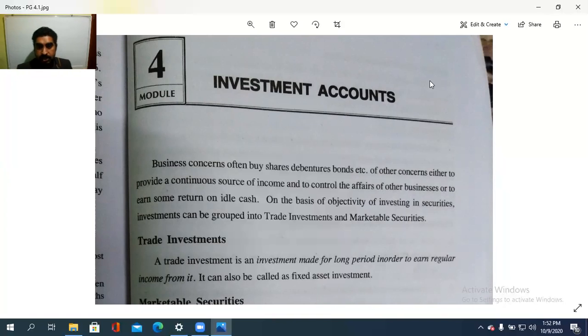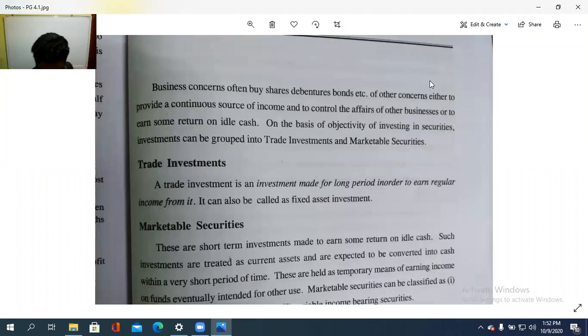On the basis of the objectivity of investing in securities, investment can be grouped into trade investment and marketable securities. So two things are there. One is trade investment, the business-oriented way of investing. Another one is marketable securities. So, what is a trade investment and what are marketable securities? Next, we need to look into that.